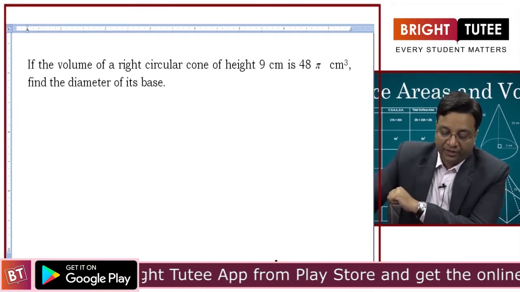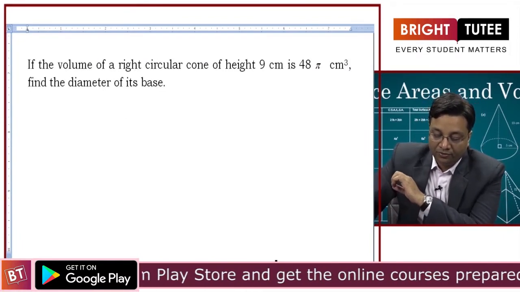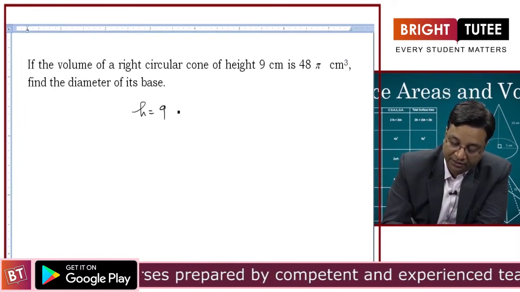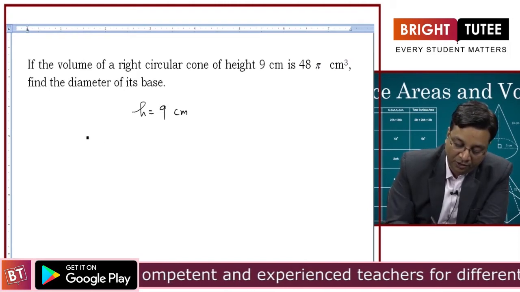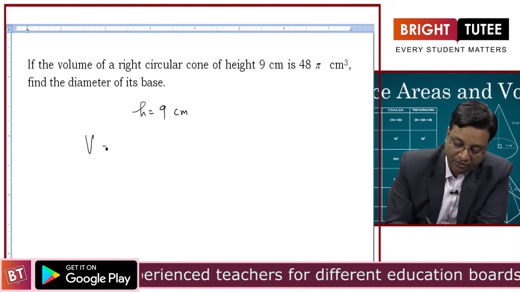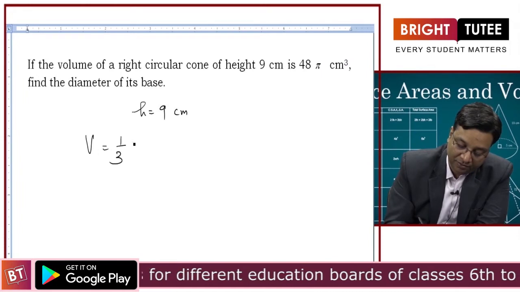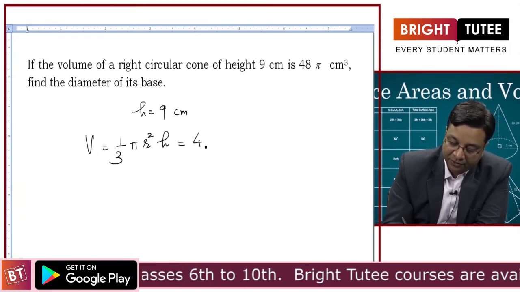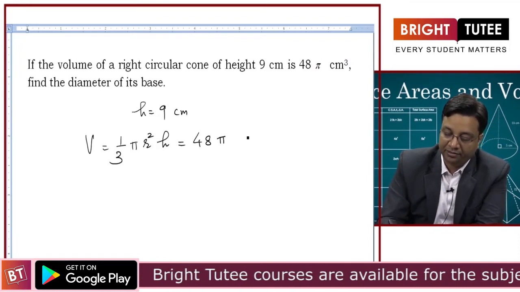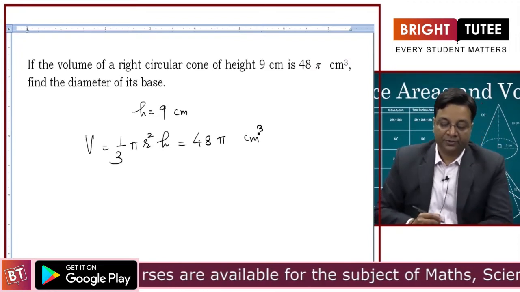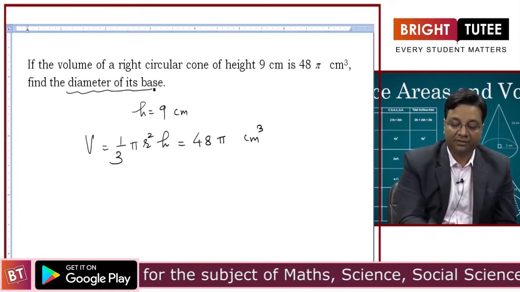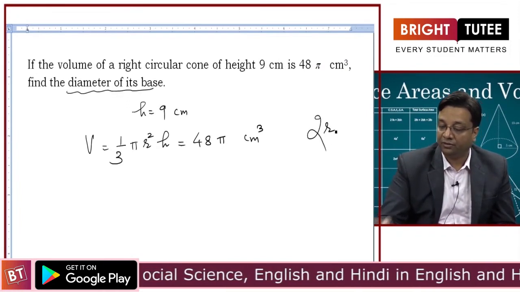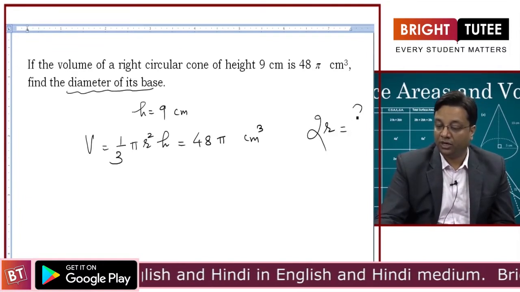If the volume of a right circular cone of height 9 centimeter, so h is equal to 9 centimeter, and volume, or we will write the formula 1 by 3 pi radius square height as 48 pi centimeter cubes. Find the diameter of its base. So, in this question, the answer we need to find out is 2r. What is 2r equal to?